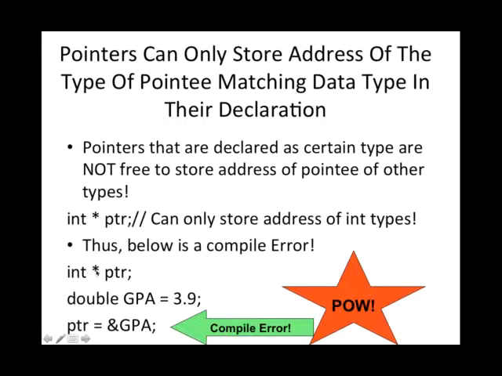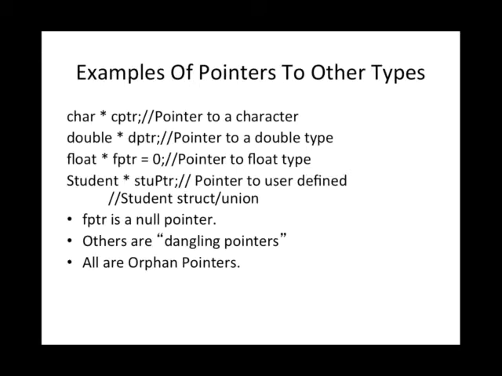I declare an int type pointer, then I declare GPA double type 3.9, and I try to do this: ptr equal to address of GPA. That's a compile error, POW, because it's not declared to store address of double type. It is very faithful. It doesn't do double duty. Int asterisk ptr is declared, then ptr can only store address of int type. Other non-matching type it can't.